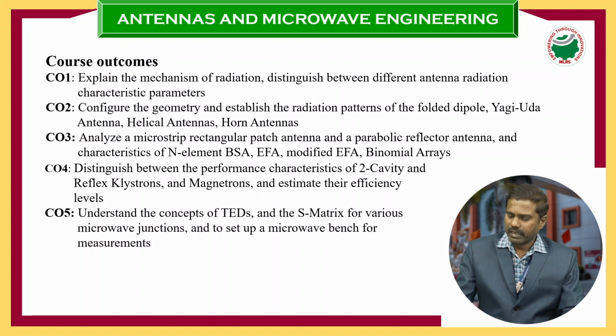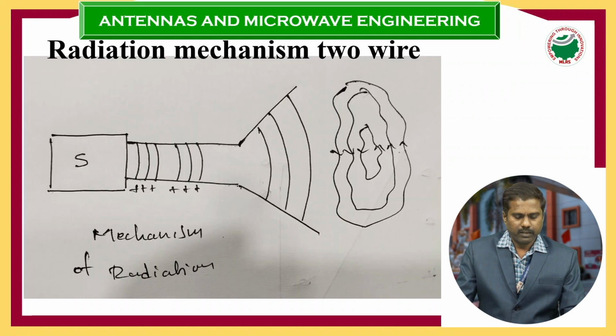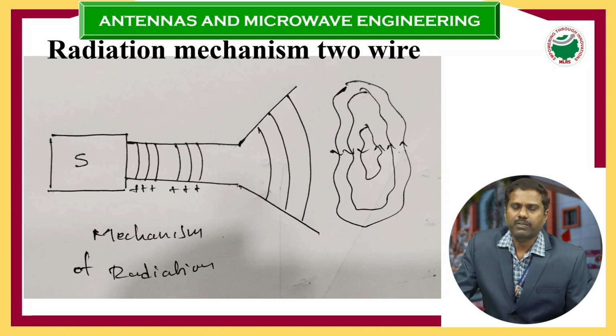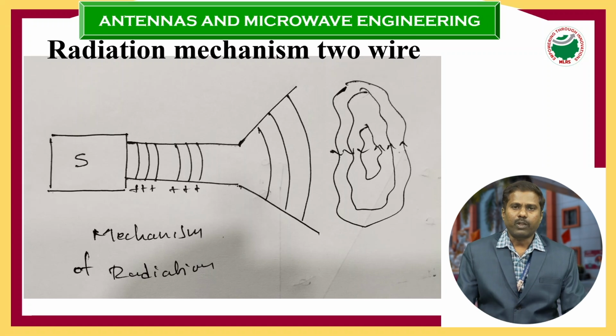Let us go to the introduction of antennas and microwave engineering. First of all, what are antennas and how do they radiate? Antennas are metallic structures that produce radiation. The radiation is due to the flow of electrical charges, so the reason for radiation is the flow of electrical charges.